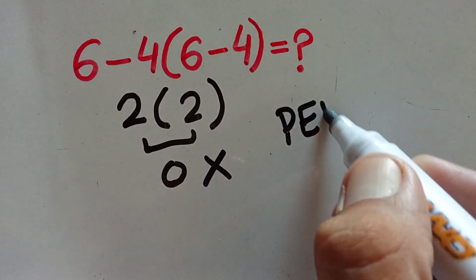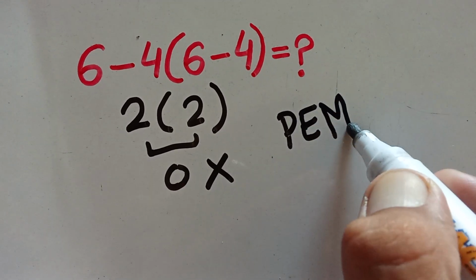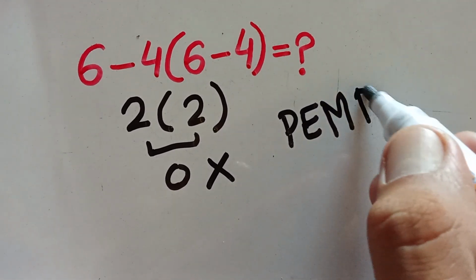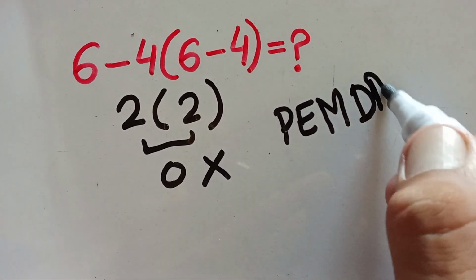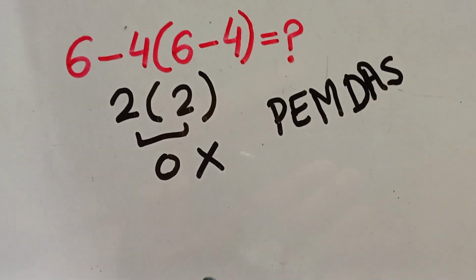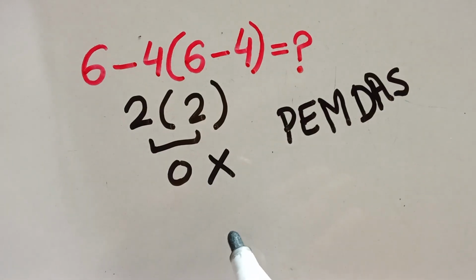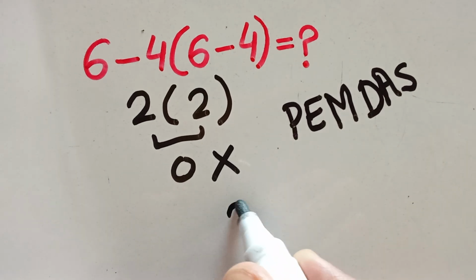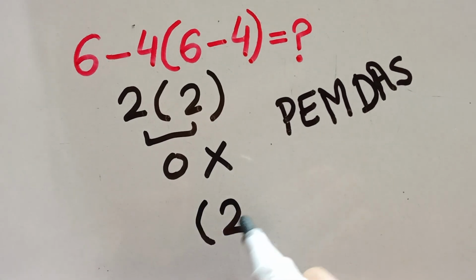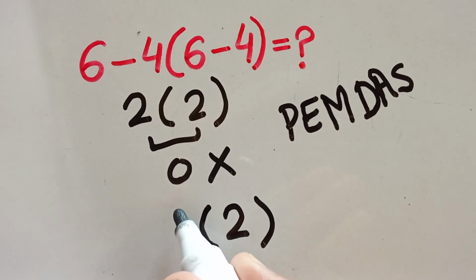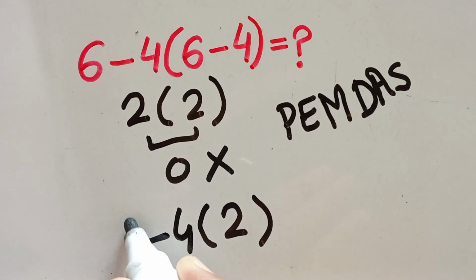P stands for parentheses, E for exponents, then multiplication, division, addition, and subtraction. Firstly we solve the parentheses. So 6 minus 4 is equal to 2. So I can write here 2 times 4 minus 6.